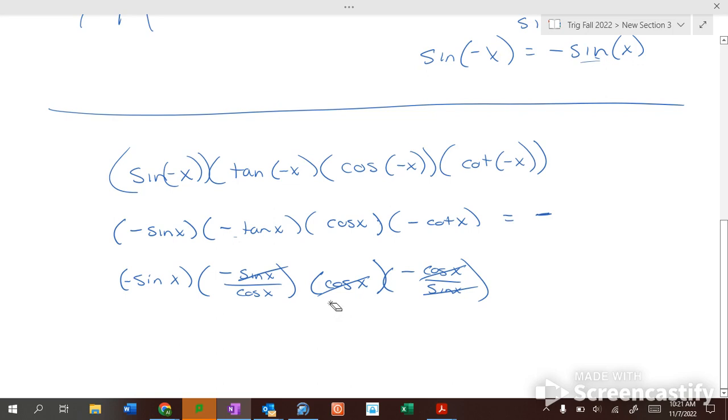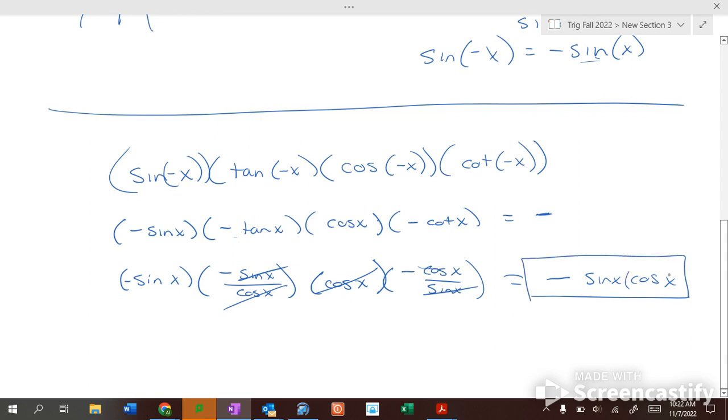Whoa, Mr. Bierschbach, what did you do there? This cosine and this cosine cancel. There we go. And this sine cancels. So what am I left with? Well, a negative times a negative times a positive times a negative is a negative. And I'm going to get negative sine of x times cosine of x. That'll be my final answer there.